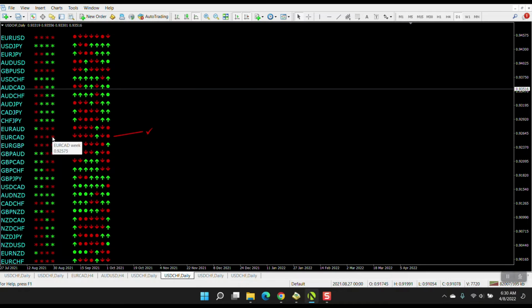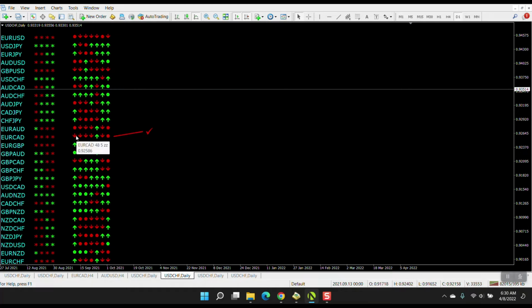So I see the weekly trend is down, daily's down, 240 and 60 are down. That's just my definition, and this will change as the trend changes. These arrows are for the zigzag, 5 minute up to the weekly.